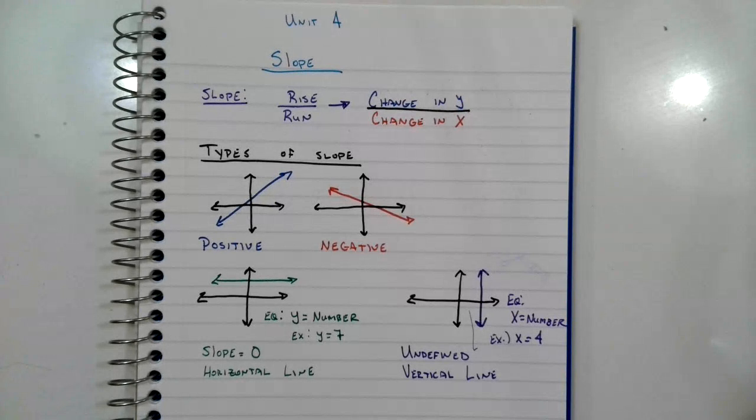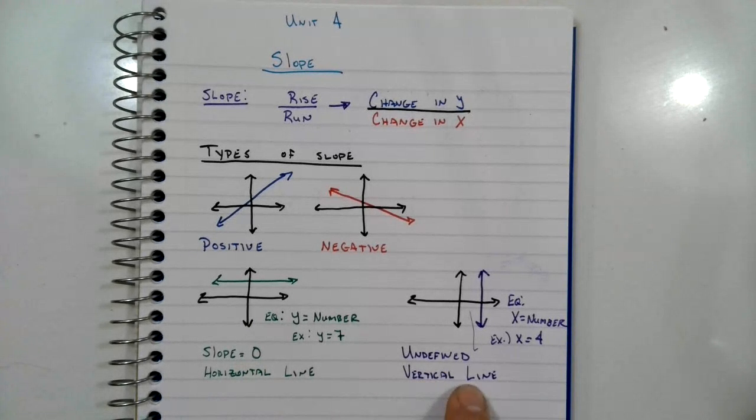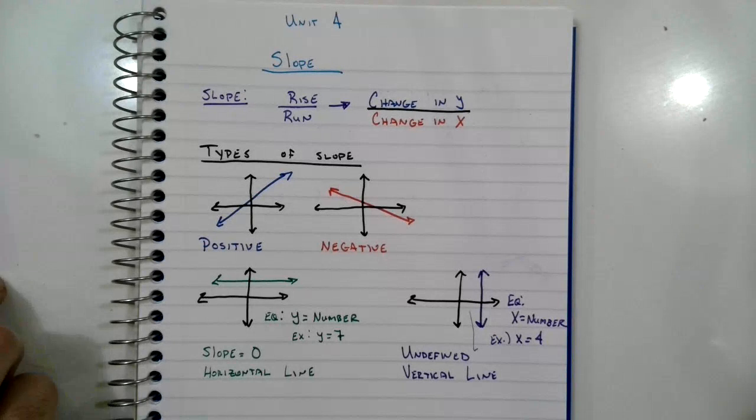So these are four types of slope: positive, negative, zero slope, which is a horizontal line, and undefined slope, which is a vertical line. So our four different types of slope there.